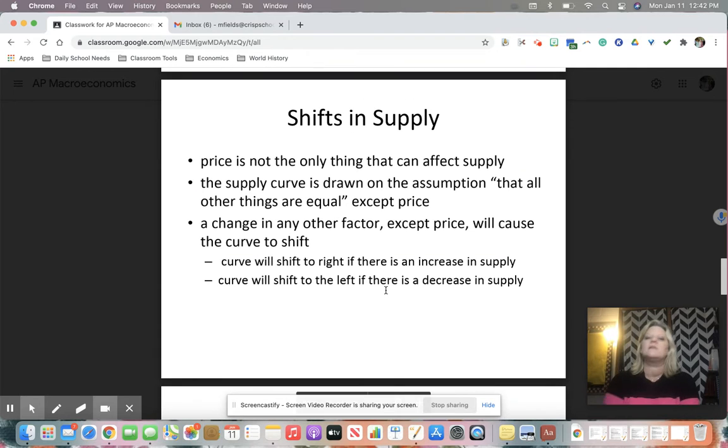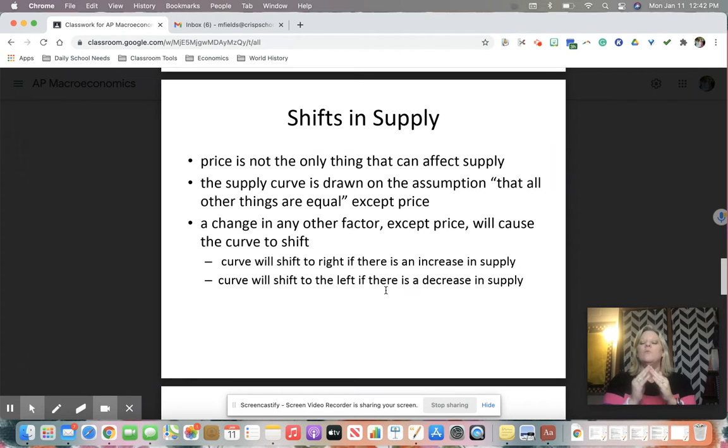All right, just like demand, when you draw your supply curve, we're assuming ceteris paribus, that everything else stays equal, and that price is what makes the supply curve slope upwards. However, the supply curve can shift right if there's more supply and left if there's less supply. So our mantra that we're going to keep repeating to ourselves is left is less, left is less. Make sure that you say right and left instead of up and down, because if you say up and down, especially with a supply curve, it gets confusing with the way that they're drawn.